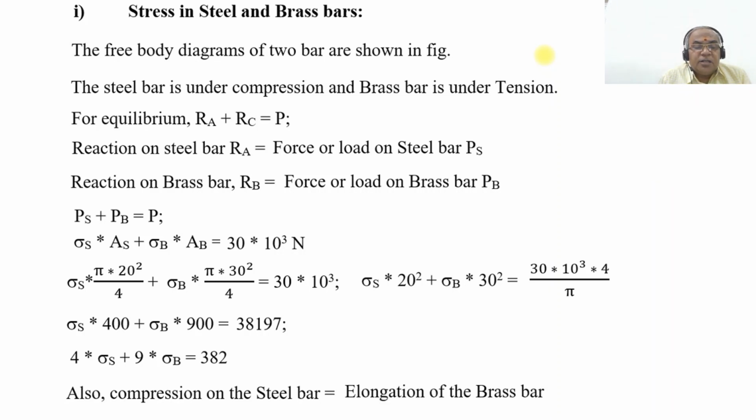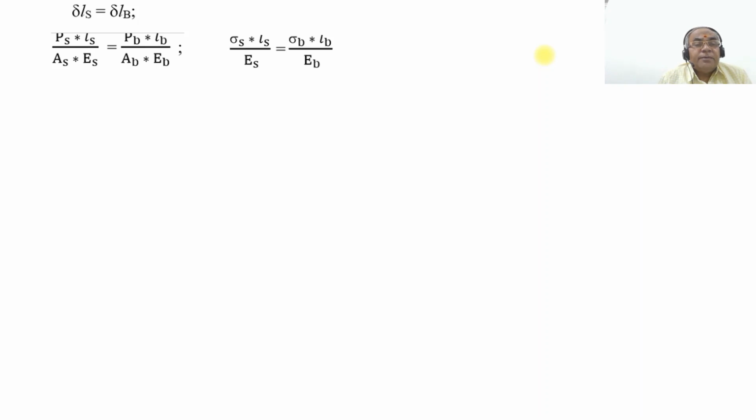So also, the compression of the steel bar will be equal to the elongation of the brass bar. So here delta LS will be equal to delta LB. So you have PS into LS by AS into ES will be equal to PB into LB by AB into EB. So we know that PS by AS is nothing but sigma S, so sigma S into LS by ES is equal to sigma B into LB by EB. So sigma S into the length of the steel bar, 400, divided by Young's modulus, 200 into 10 to the power of 3, is equal to sigma B into the length of the brass bar, 300, divided by 105 into 10 to the power of 3.